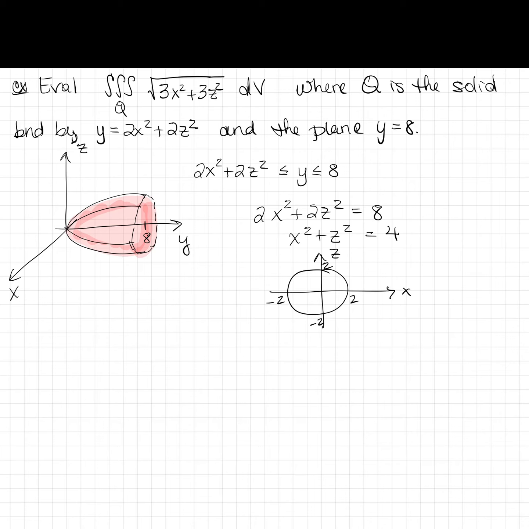So my bounds on x and z, well, let's do z first. I'm going to take a vertically simple region. So my z slices here are going to go from the bottom half of the circle to the top half of the circle. So that goes from negative square root of 4 minus x squared to positive square root of 4 minus x squared. And x here, as I take my slices, is going to range from negative 2 to 2.